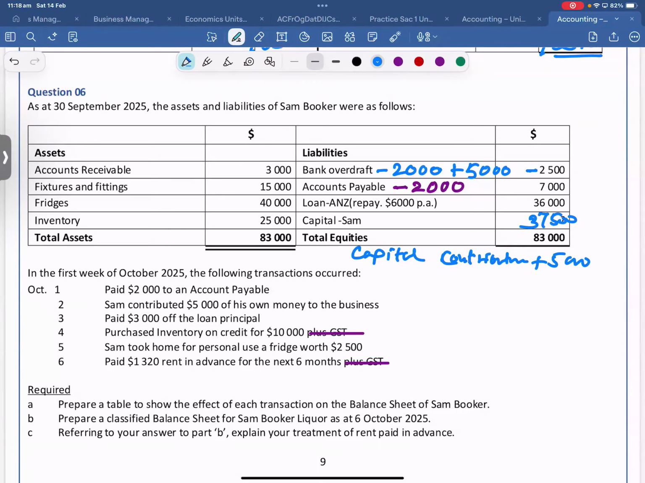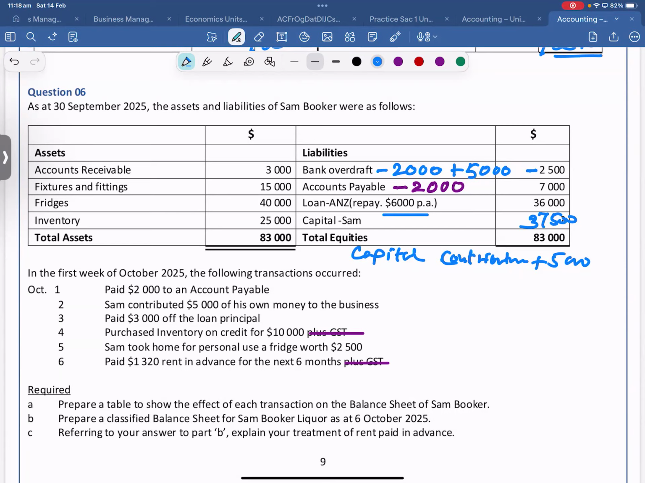So loan principal, Tinura, how much? Repay 6,000 per annum, yes? So if that is the case, what will happen to his loan? His loan will decrease. Now, what do you mean by repay 6,000 per annum? Within the next 12 months. Within the next 12 months? Yes, to pay off 6,000. So yes, 6,000 per annum.